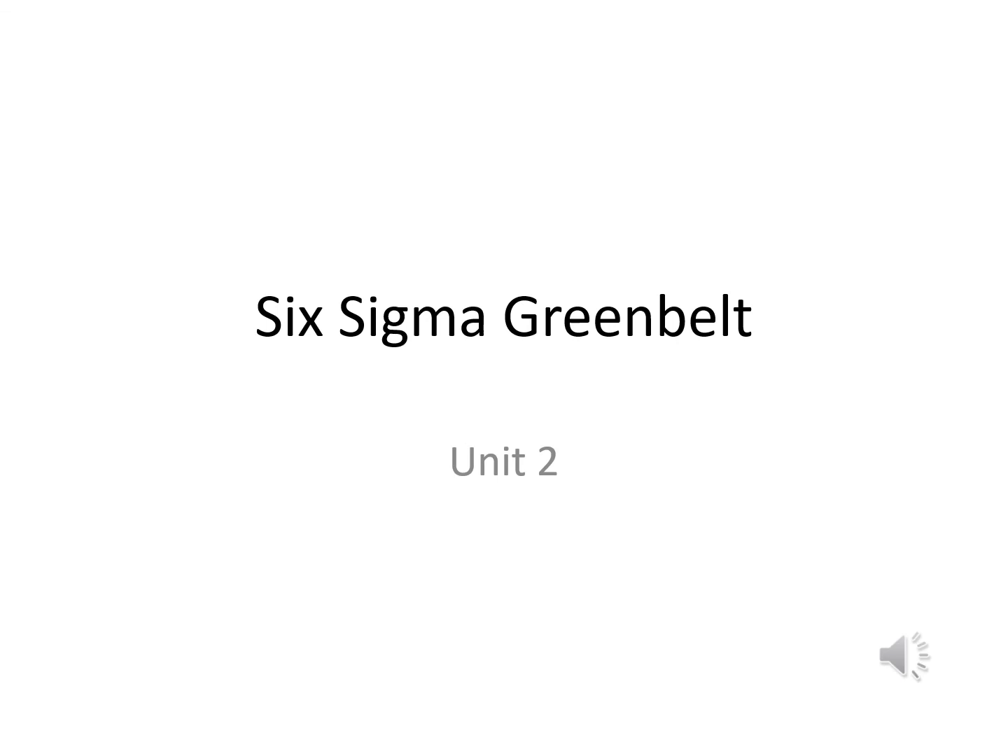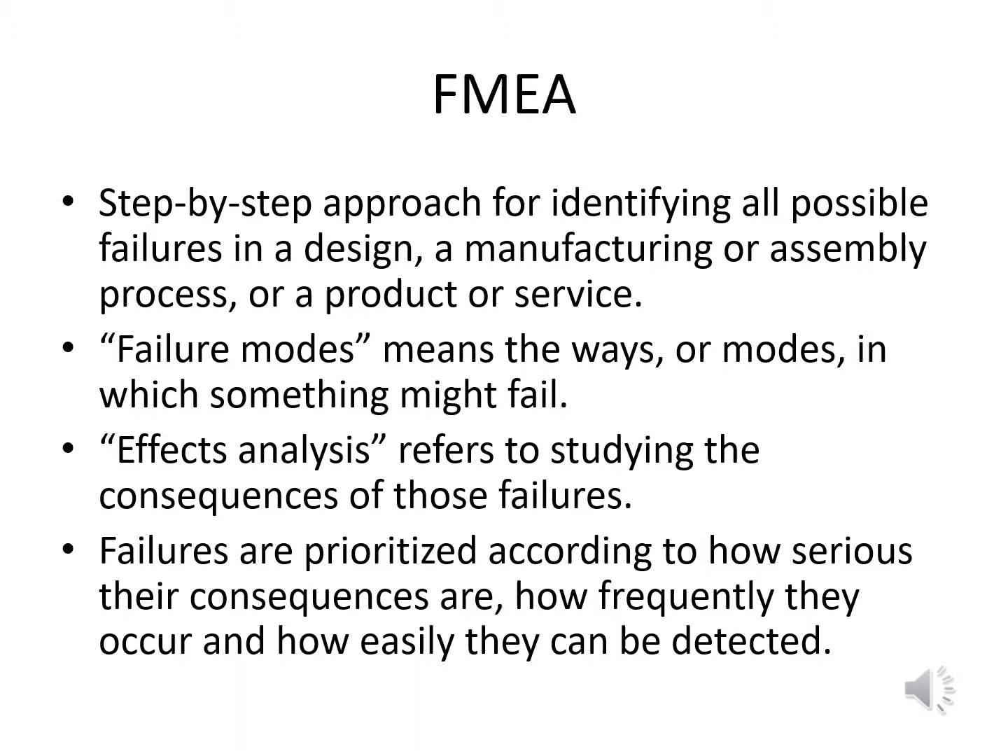Six Sigma Greenbelt, Unit 2. The first thing I'd like to talk about is called a FMEA, Failure Mode and Effects Analysis.